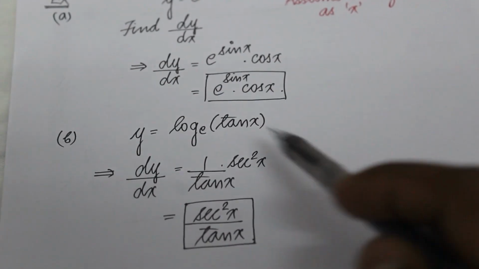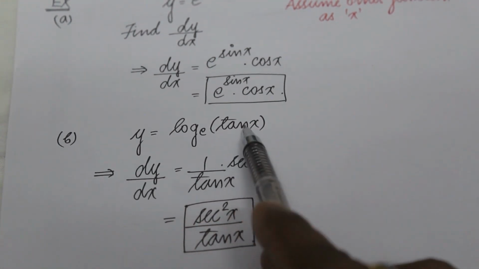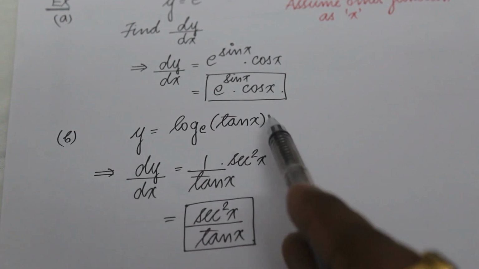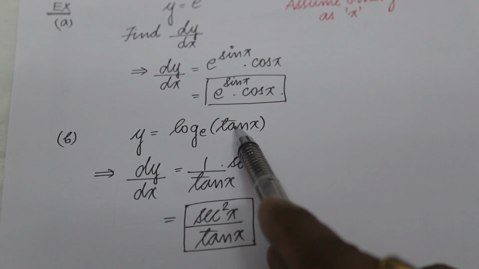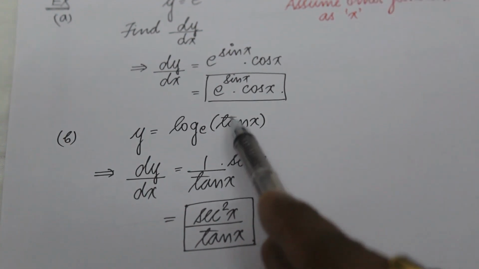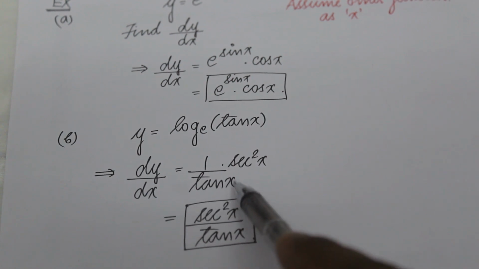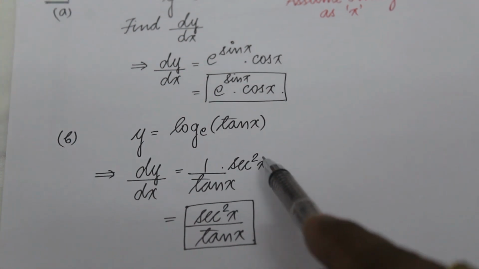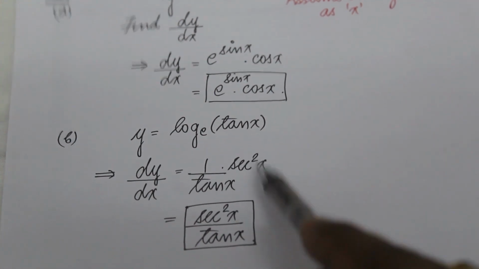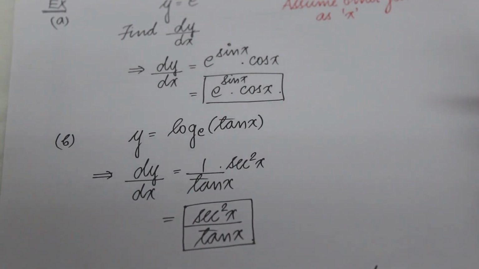Let's see another example. y is equal to log to the base e of tan x. Now how to differentiate it? Consider tan x as x. Differentiation of log x is 1 by x, so 1 by x, here you write 1 by tan x. Now differentiate the one which you have assumed. You have assumed tan x. The differentiation of tan x is sec square x. So you'll get sec square x into 1 by tan x.